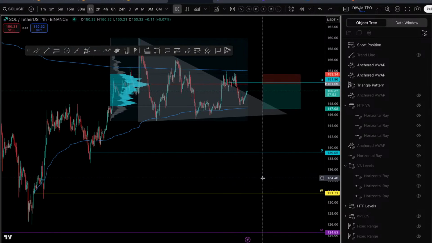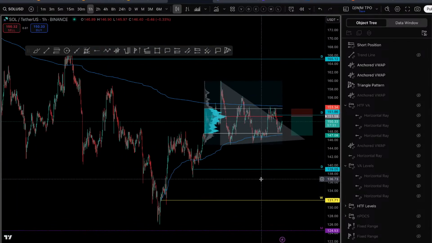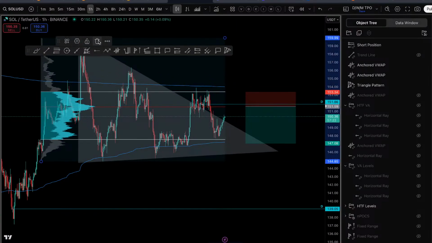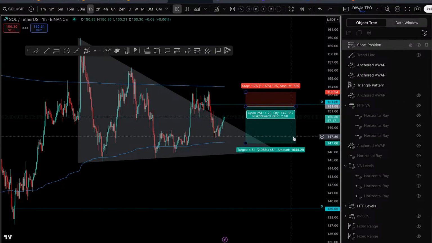For long there's an invalidation, which is this. Going below 145 would be bad. For long there's more data needed. Yeah, we can just flip that and then wait. Good. Yes.